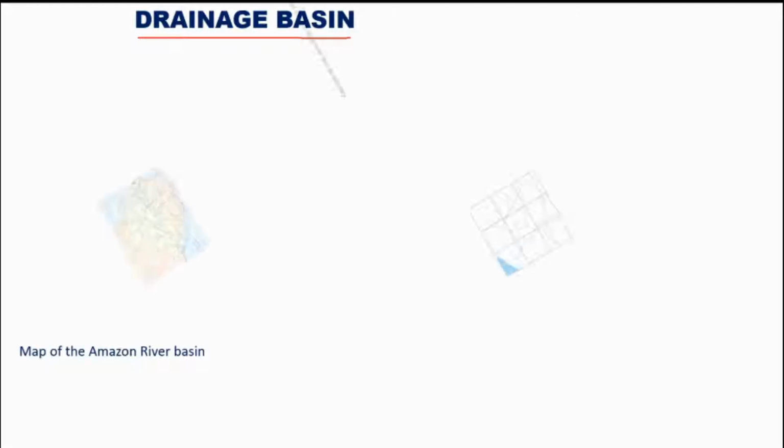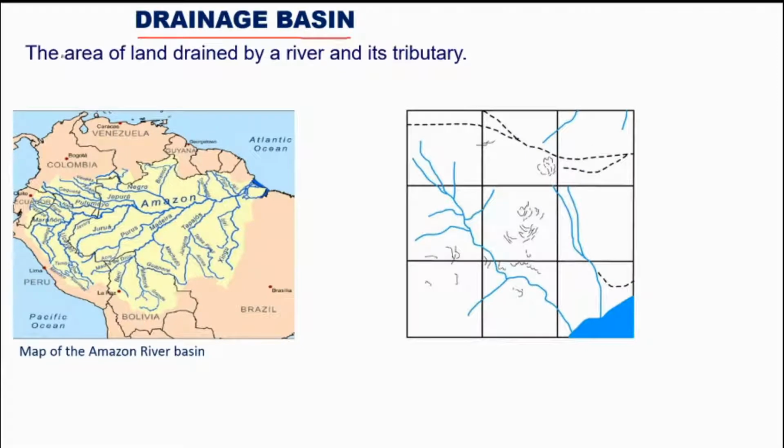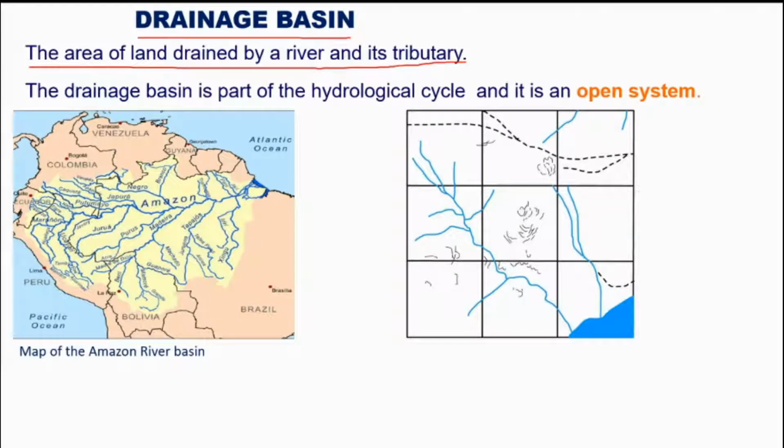So one may ask, what's a drainage basin? A drainage basin is an area of land drained by a river and its tributaries. The drainage basin is part of the hydrological cycle, and it's an open system, unlike the hydrological cycle. It's an open system because water flows into, through, and out of the drainage basin.